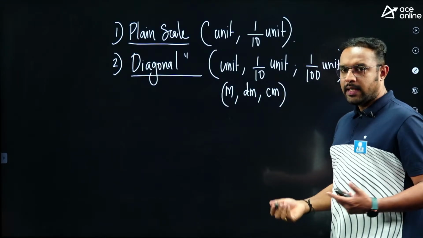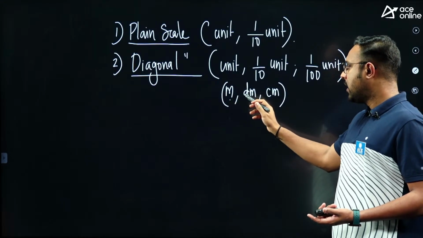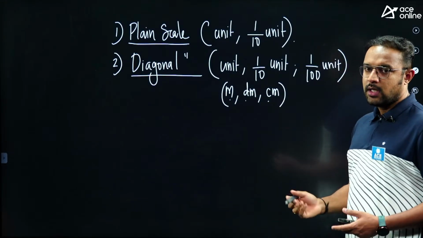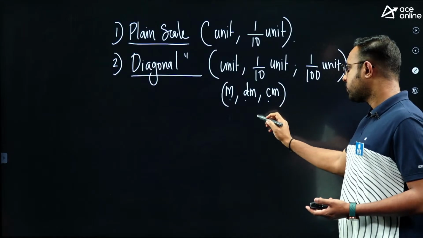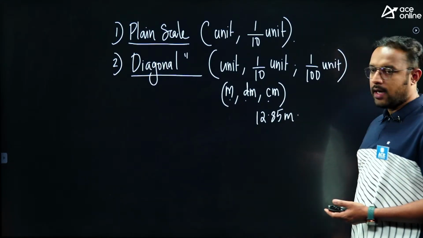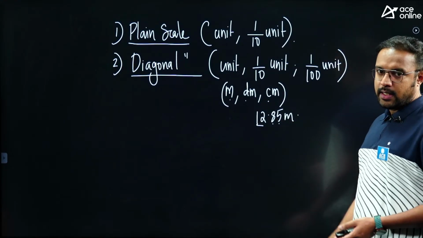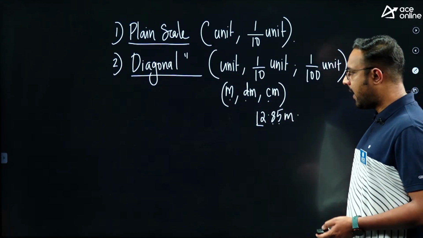So if you are thinking about an example, a tape graduated in meter, divided into decimeter and centimeters. Using a 20-meter tape, I can get the length as something like 12.85 meter. So you can see, 1 unit and up to 2 decimal places are there. So what is the answer? It has to be diagonal scale.